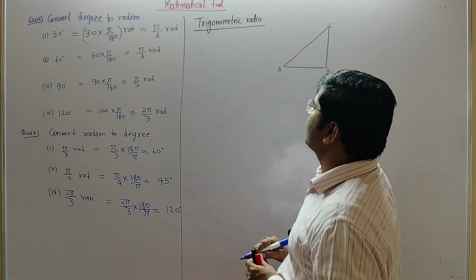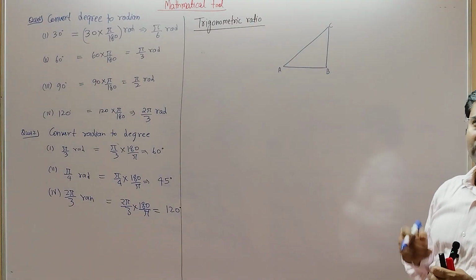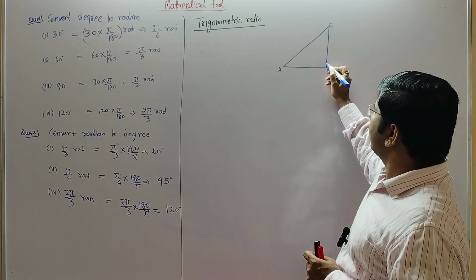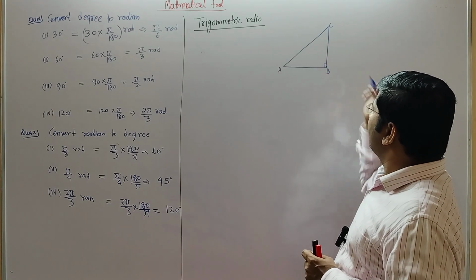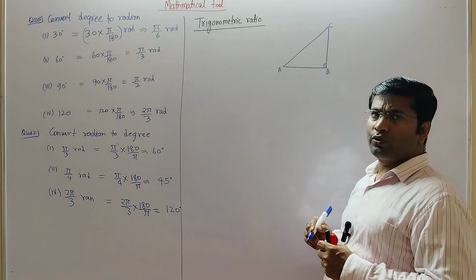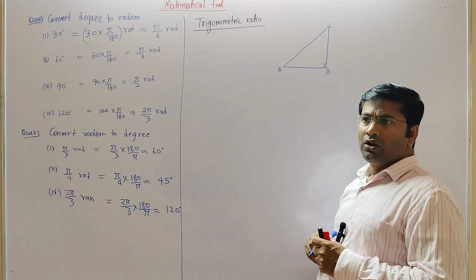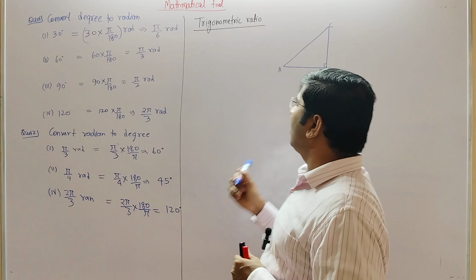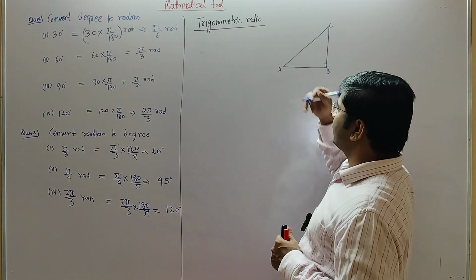Okay. So now trigonometric ratio. How is a trigonometric ratio defined? We will take a right angle triangle. In a right angle triangle, we will take the ratio of two sides of this triangle. The ratio of two sides of a right angle triangle will be a constant value.